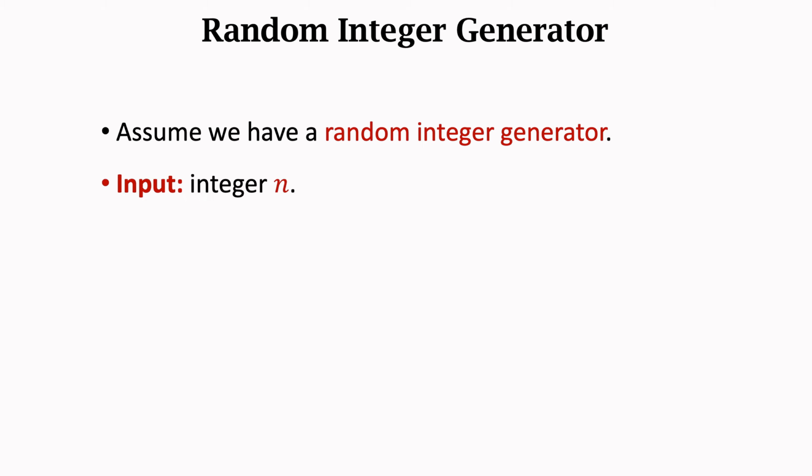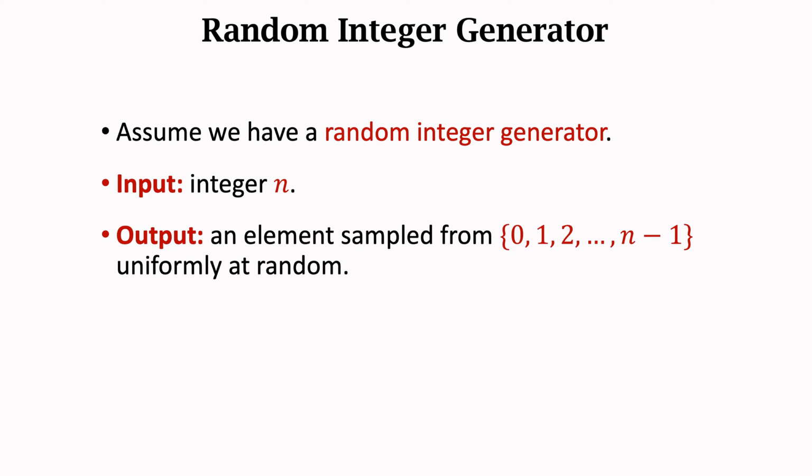The random generator takes an integer n as input. n specifies a range that contains all the integers from 0 to n-1. The generator outputs an element in the range. The element is sampled uniformly at random. Uniform means all the elements have equal probability.